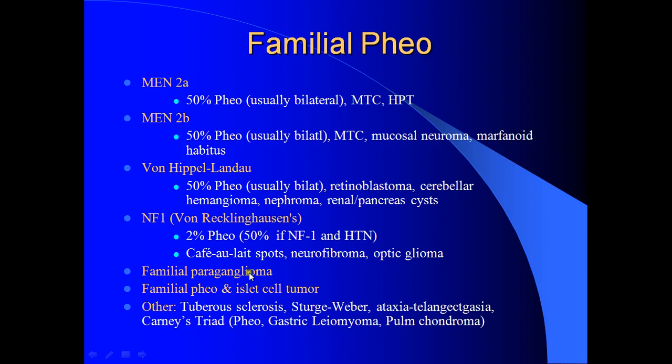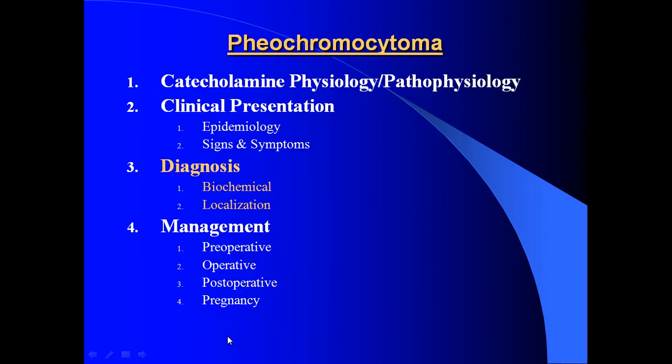Then there are familial paragangliomas, familial pheos and islet cell tumors. Others can be tuberous sclerosis, Sturge-Weber disease, ataxia telangiectasia, Carney triad, pheochromocytomas, and pulmonary chondromas. These are the conditions which are associated with pheo. So when these are diagnosed, then pheo has to be looked for, and when pheo is diagnosed, then these conditions have to be looked for.